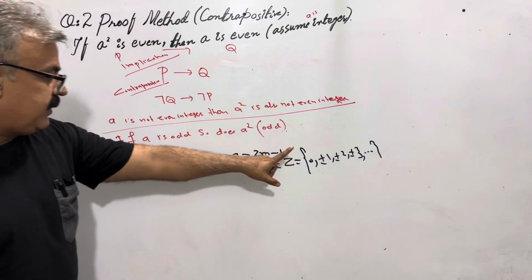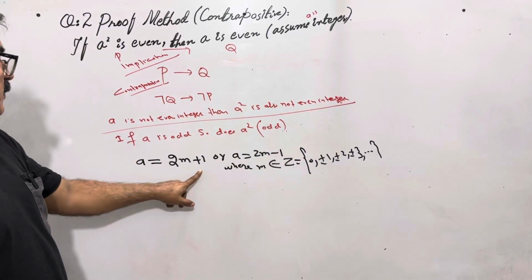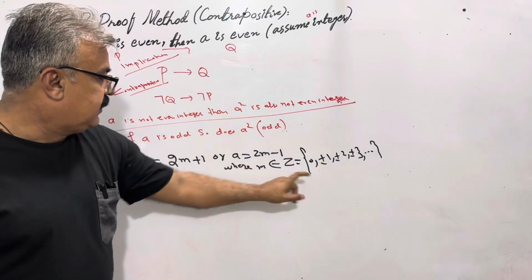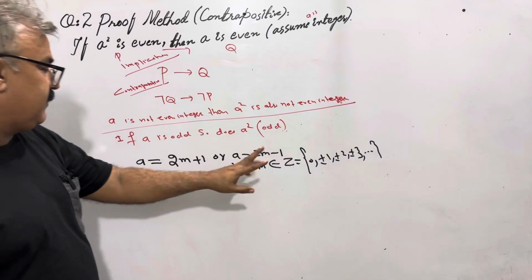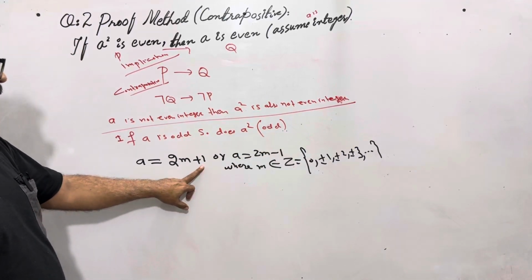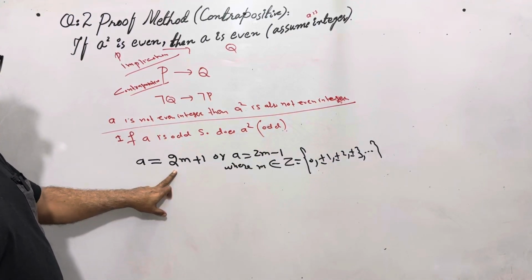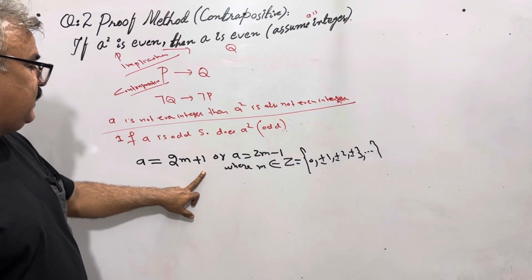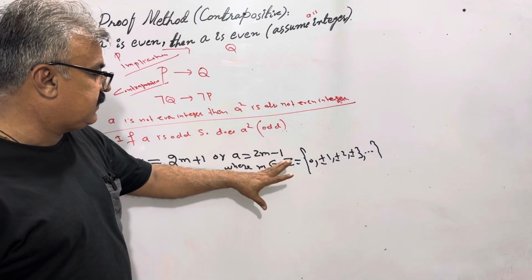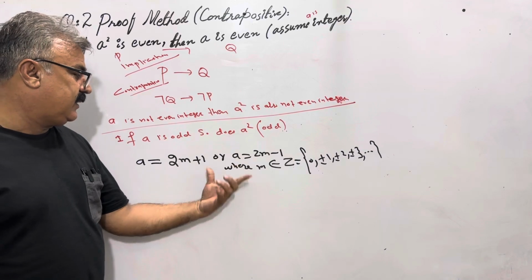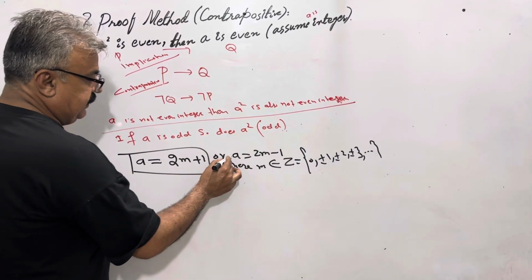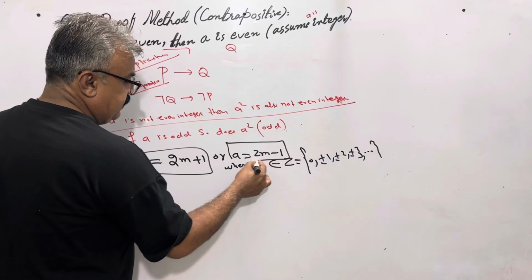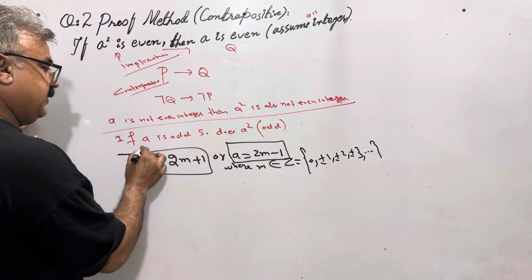2m plus 1. Plug in any value, even 0. 2 times 0 plus 1, 1 is odd. 2 times 0 minus 1, minus 1 is also odd. Taking 2, 2 times 2 is 4, 4 plus 1, 5 is odd. 3, 2 times 3 is 6, 6 plus 1, 7, it's odd. 6 minus 1, 5, odd. They always give us odd. That is the general form to write an odd integer.